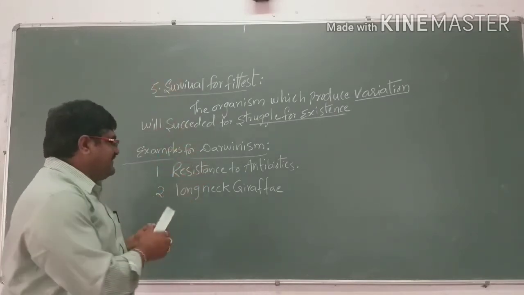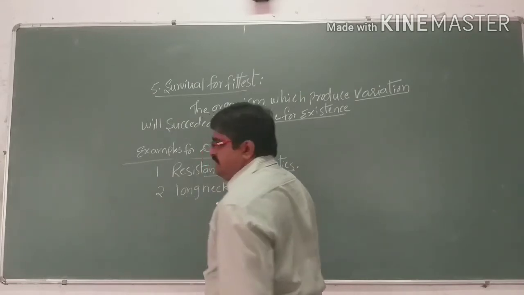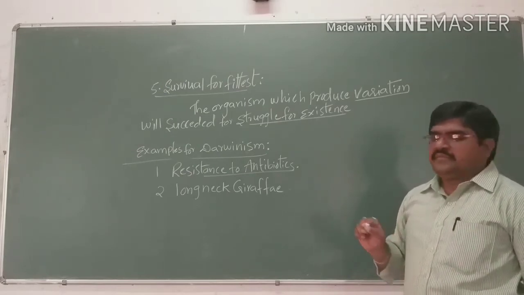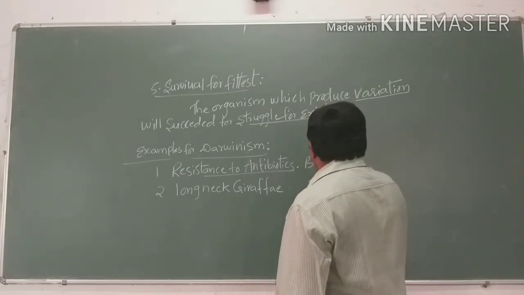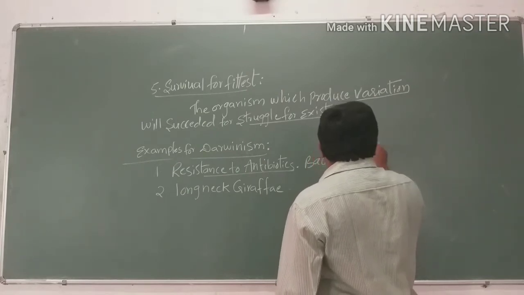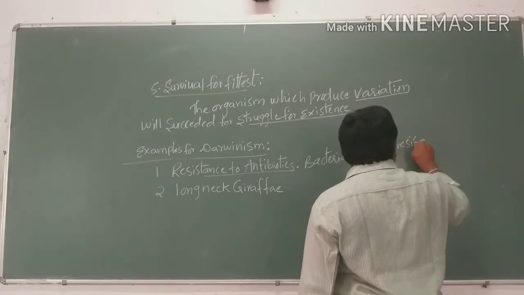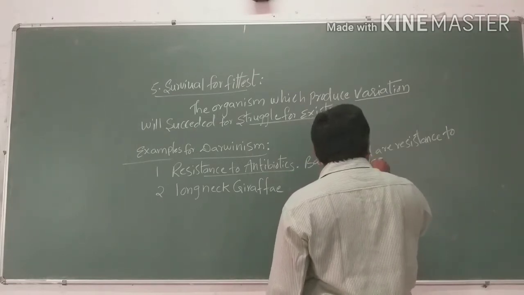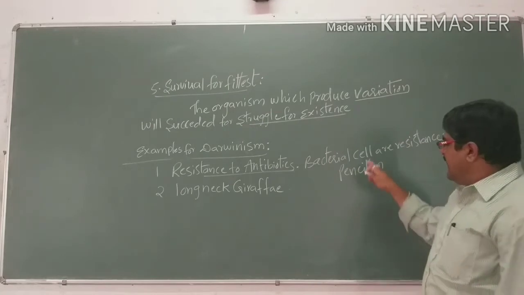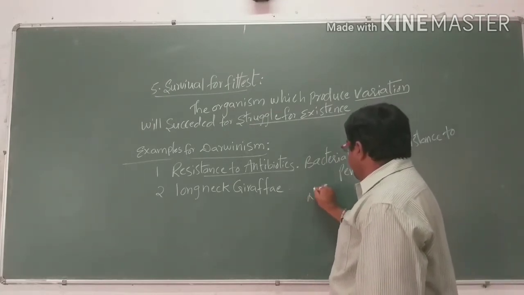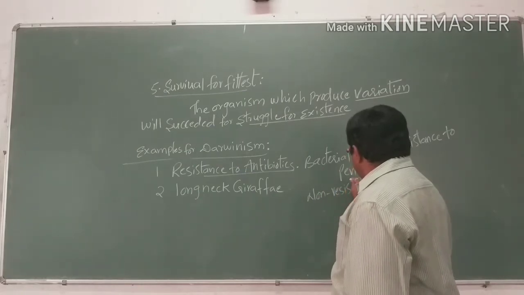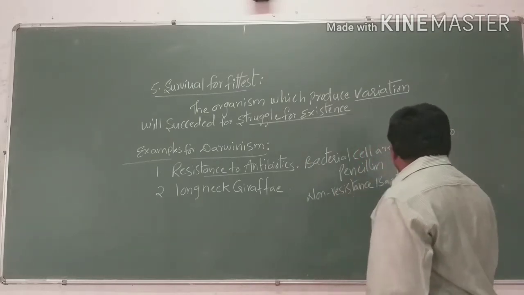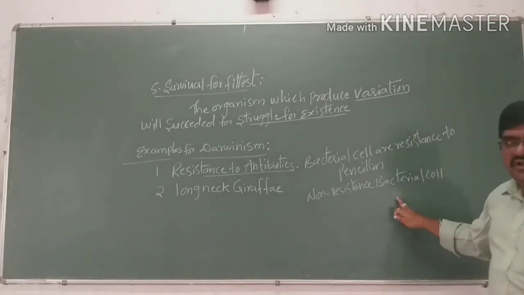Here, if resistance to antibiotics takes place, for example, if the bacterial cells are resistant to penicillin, they are able to survive, and the non-resistant bacterial cells cannot survive.